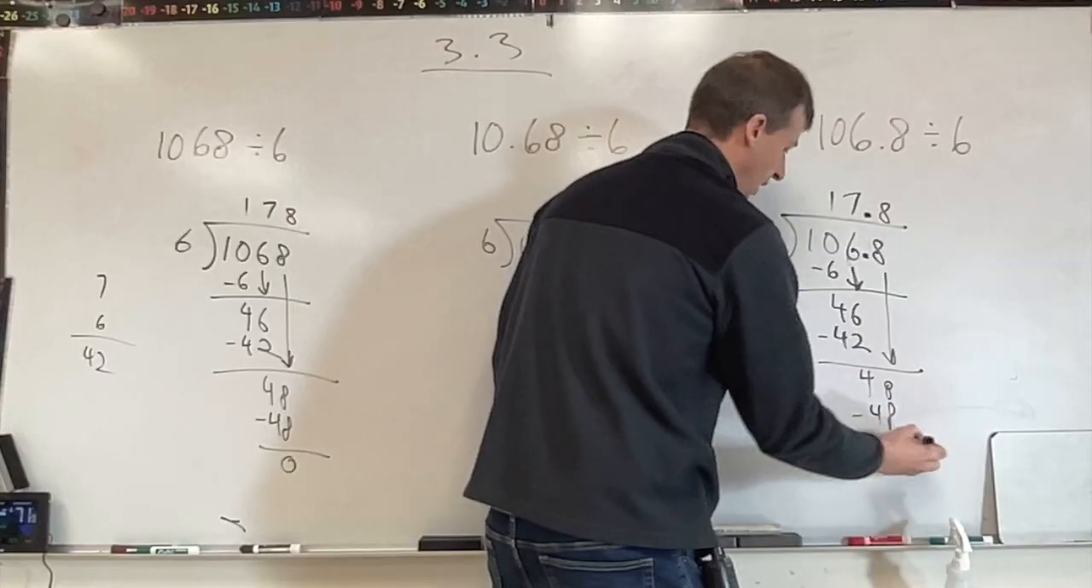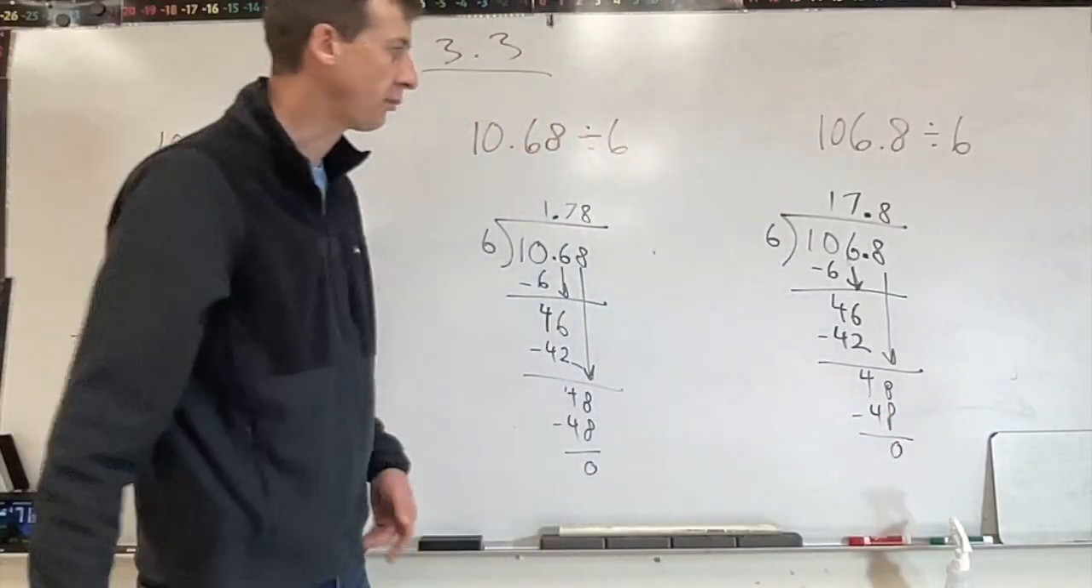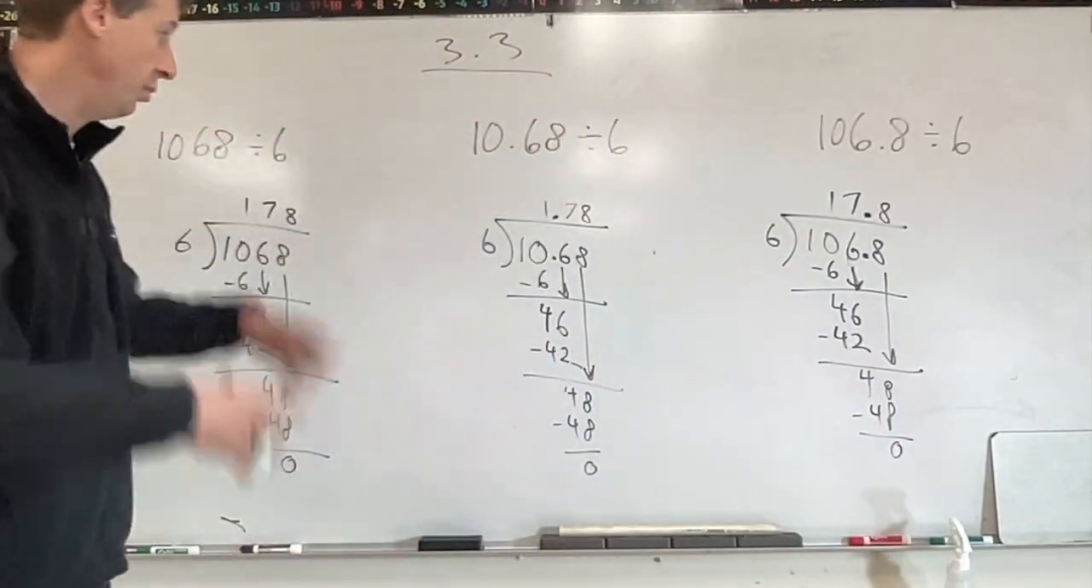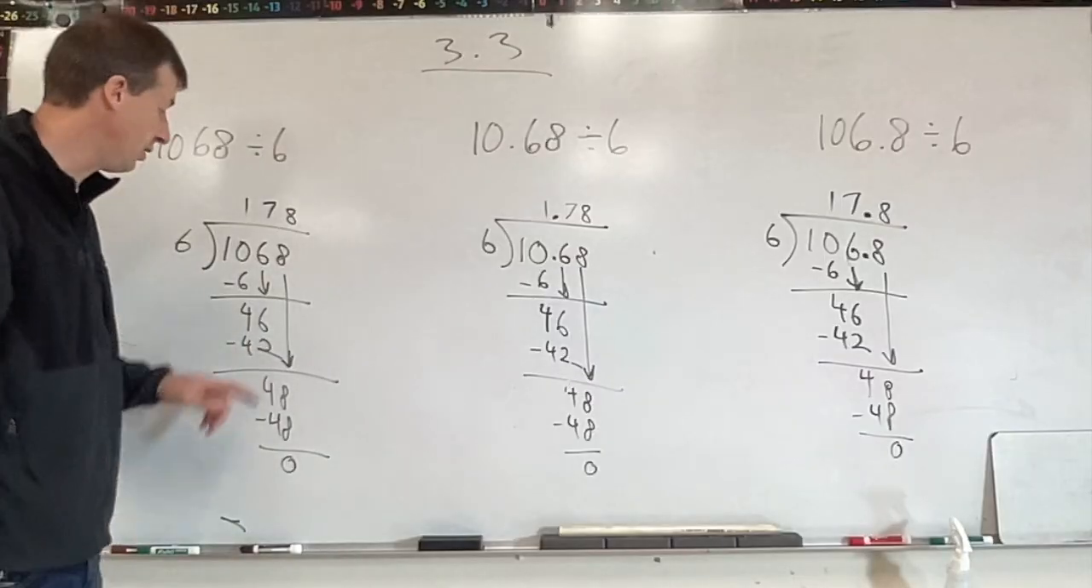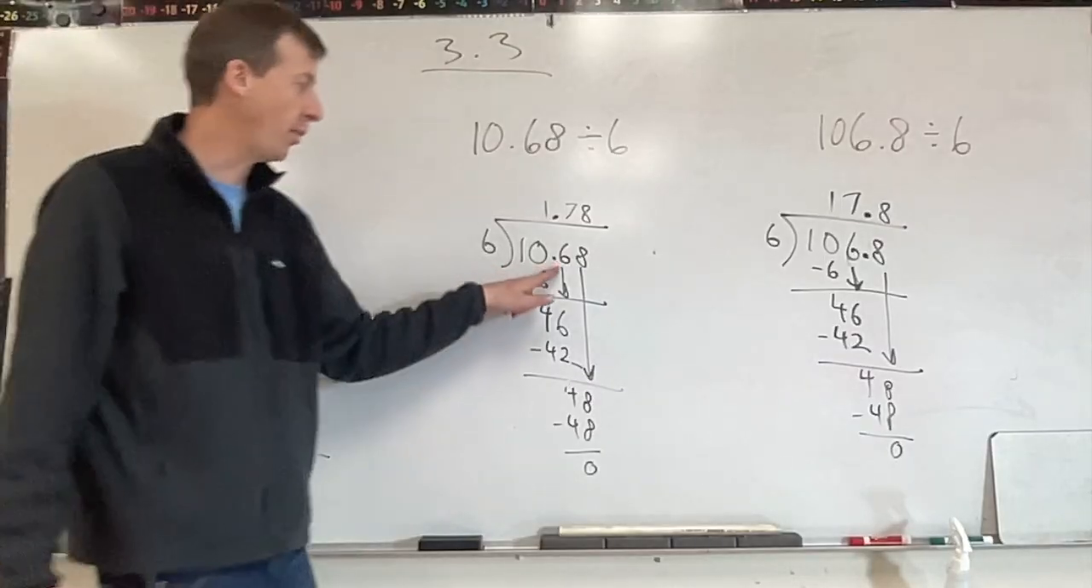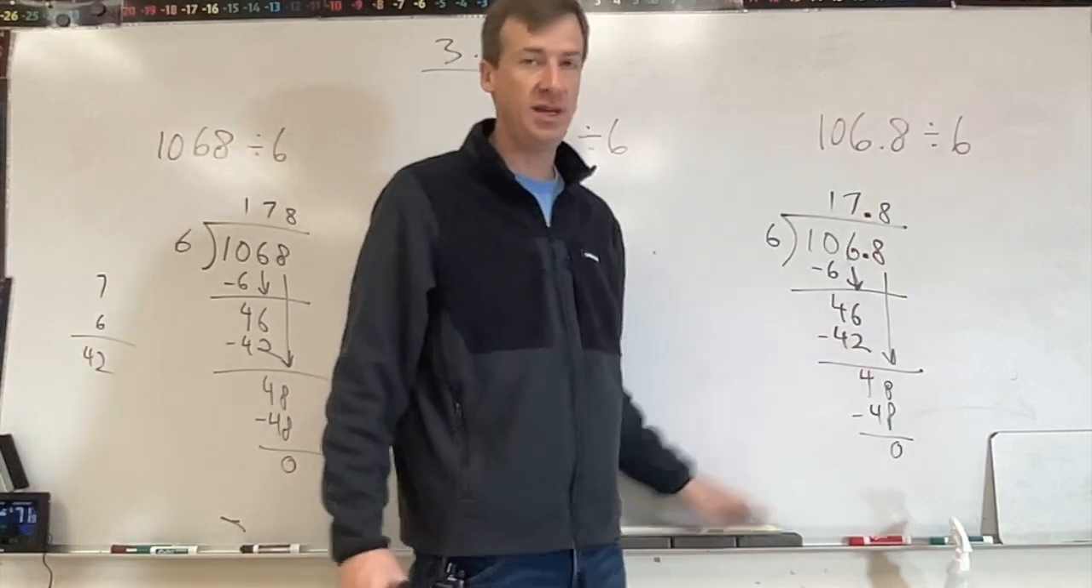Minus 48 is 0. So no magic. Same thing we've been doing for the whole chapter. The only thing is we're just going to move that decimal point up when we divide. So easy peasy.